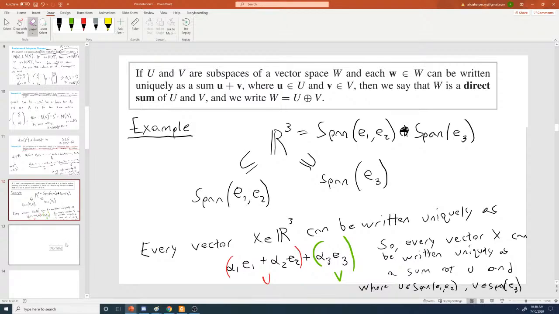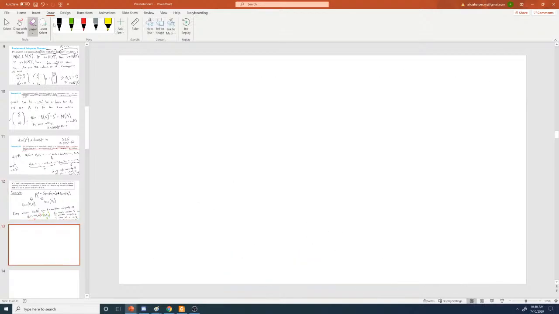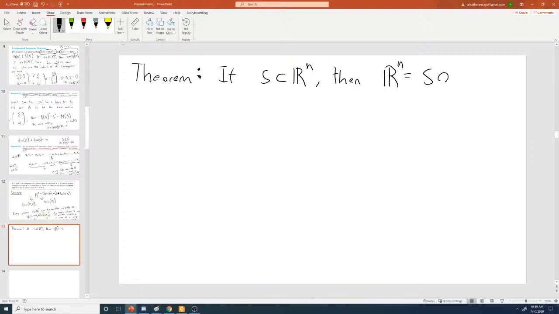So here's the key result that we want to prove using it. This is the theorem: if S is a subspace of Rn, then Rn is equal to the direct sum of S with its orthogonal complement. And this is actually a result that follows immediately from the previous theorem.